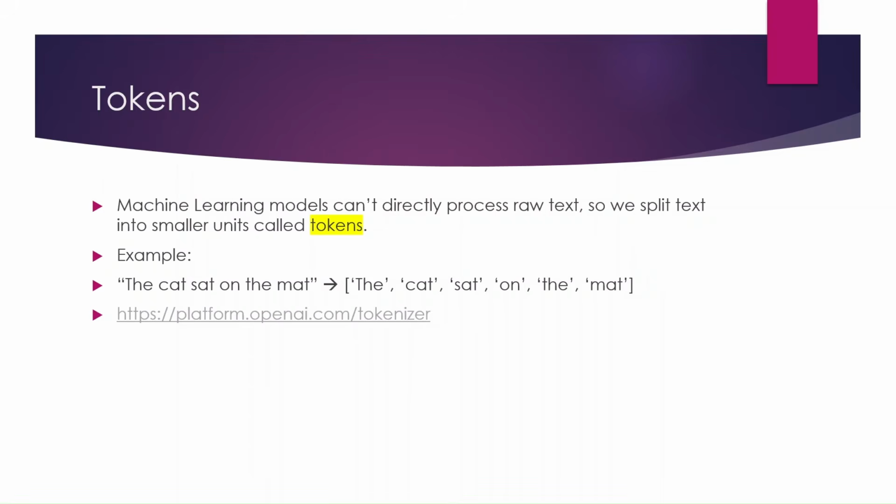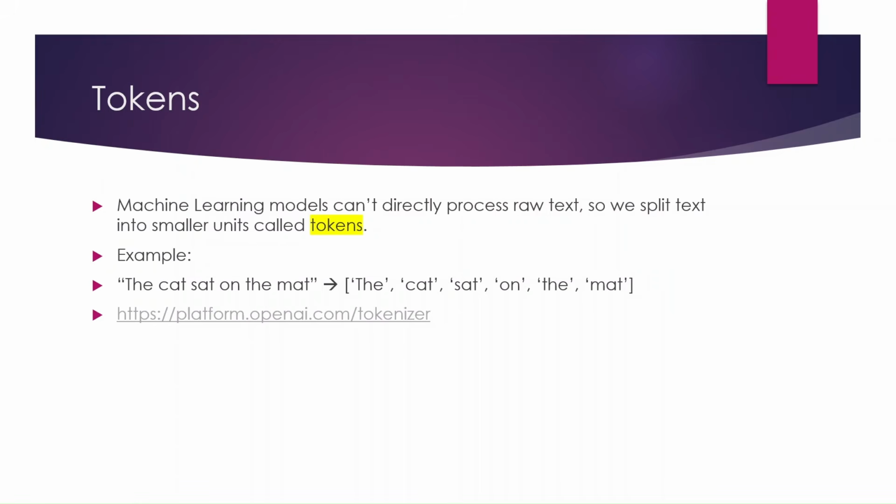So let's start with the tokens first. What are tokens? When we feed any text to any machine learning model, the text is first broken into smaller units, and these smaller units are called tokens. So each token might be a word, it could be a subword, or even a character. It depends on the method of tokenization.